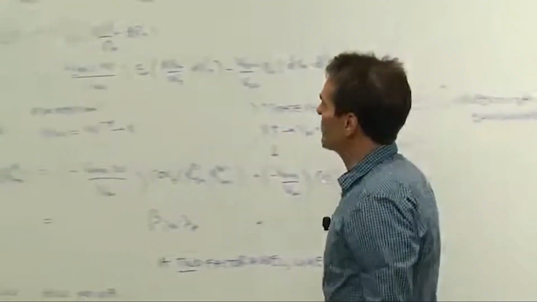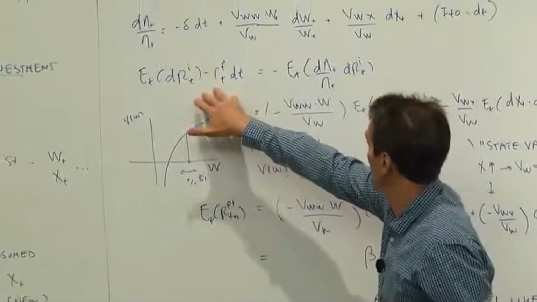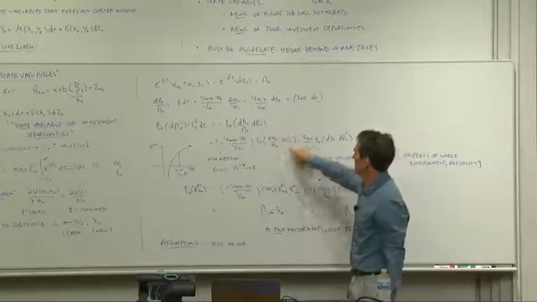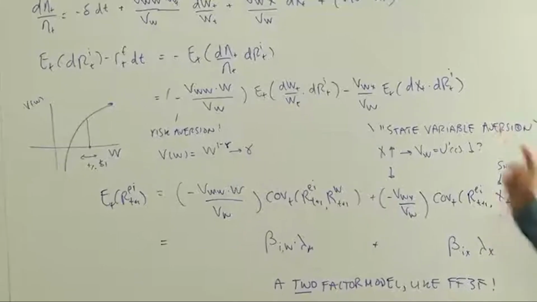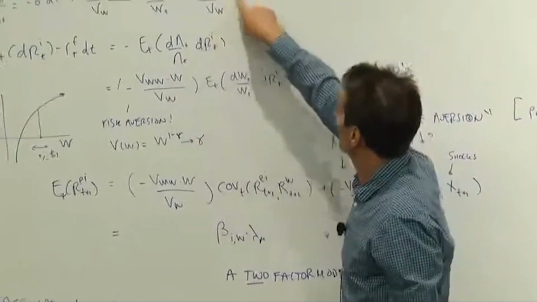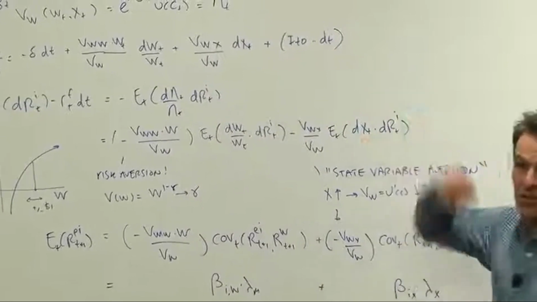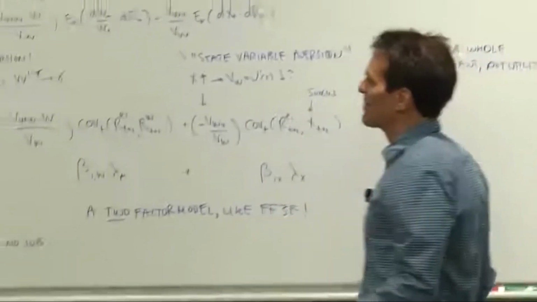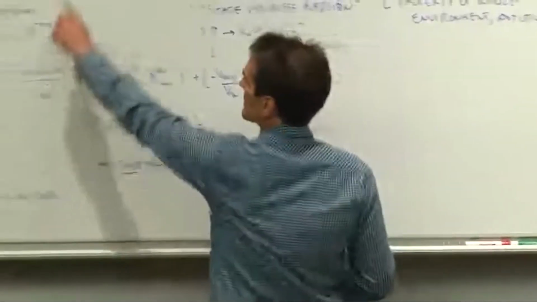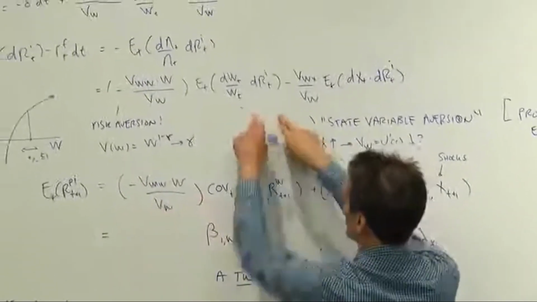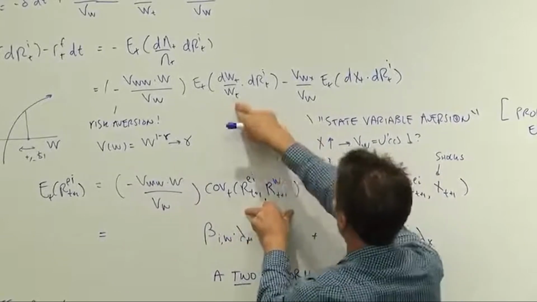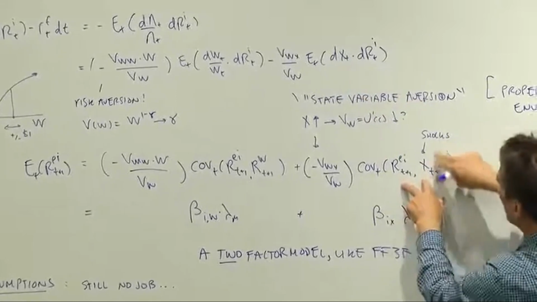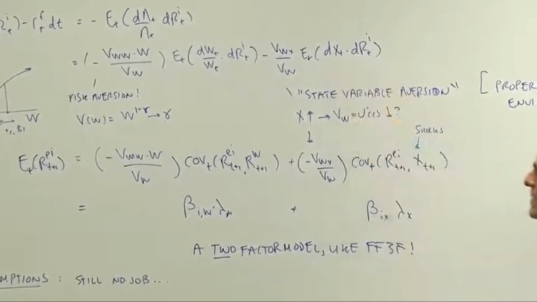And what do we get? We get that expected excess returns equals the first term, this VWW term, times the covariance of returns with growth in wealth. And we get a second term, the VWX term, times the covariance of return with the change in the state variable. Or, now writing out the same thing in discrete time notation, the same VWW term times the covariance of return with the return on wealth, and the VWX term times the covariance of return with this X guy, or in fact shocks to the X guy, which is what dx is.